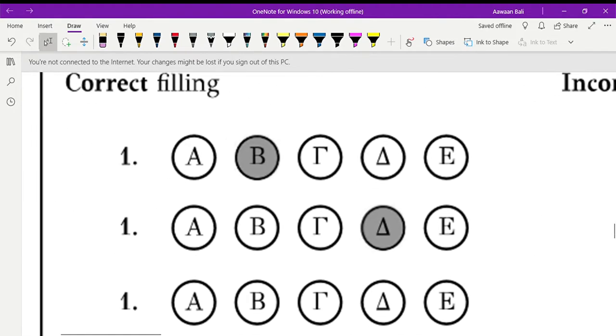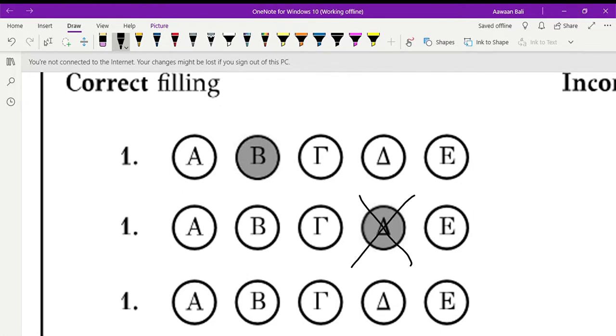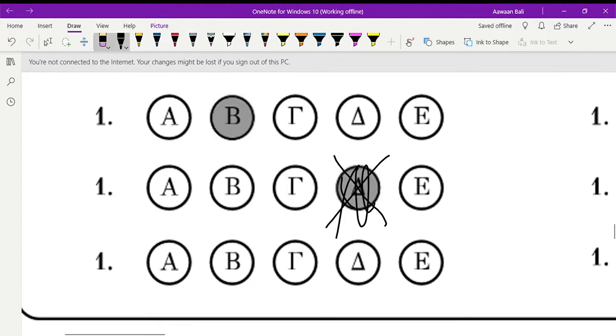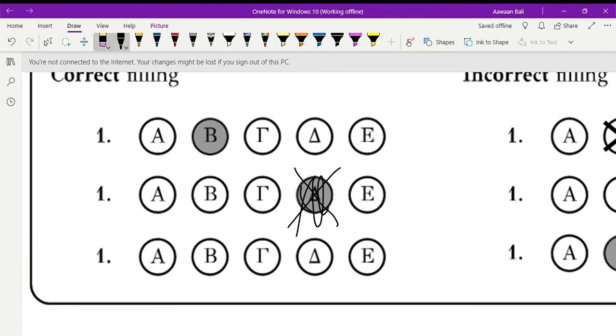For example, if you realize that delta is wrong and you want to circle beta, you'll have to do it neatly, but I'm just rushing it a bit right now. So basically you get the idea. You shade in the option that you think is correct, and then you cross out the option that you said was wrong. My writing would be a bit dirty since I'm working here on OneNote, so I apologize for that. But furthermore, let us continue.